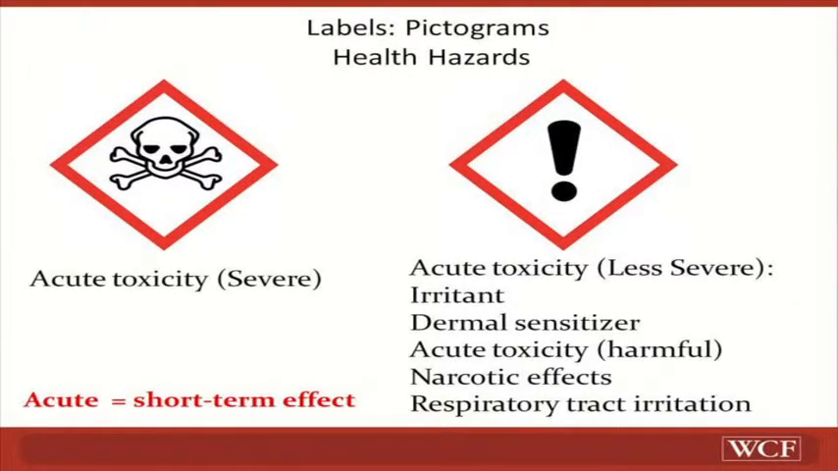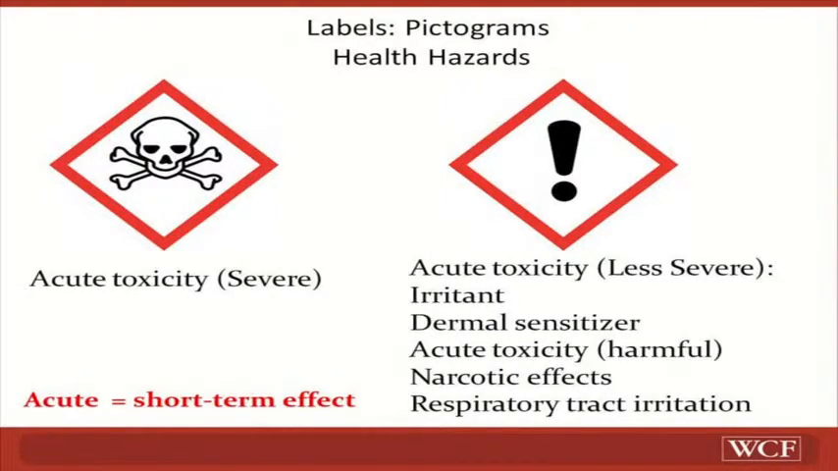The first one is for acute toxicity, severe acute toxicity. What does that mean? Well, an acutely toxic substance is something that causes major injury or even death pretty quickly. A good example would probably be chlorine gas or cyanide. Those are some examples of chemicals that are acutely toxic and severely acutely toxic. So the skull and crossbones pictogram will be used to represent those type of chemicals.